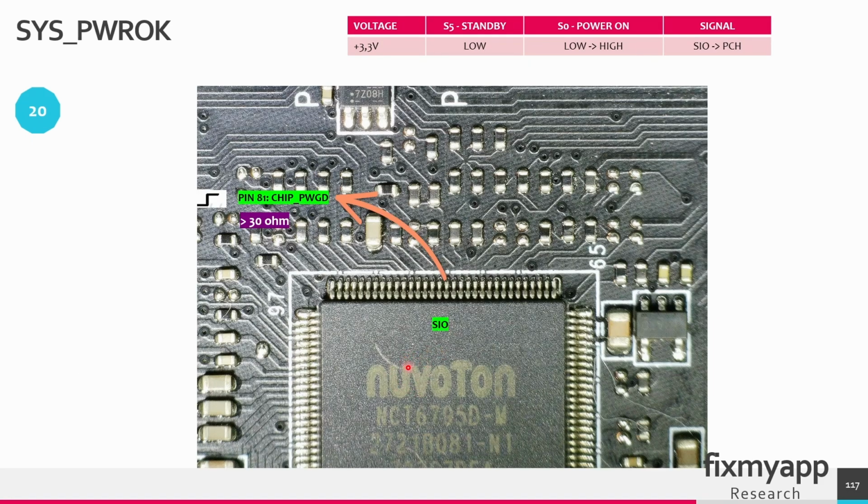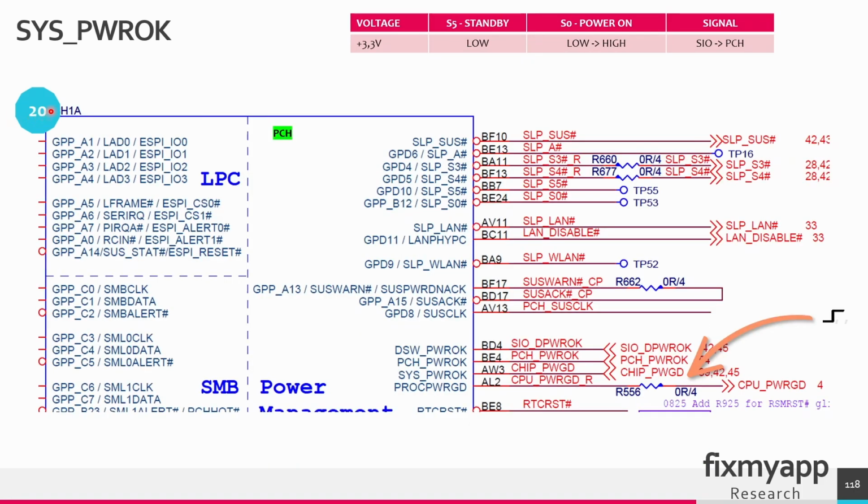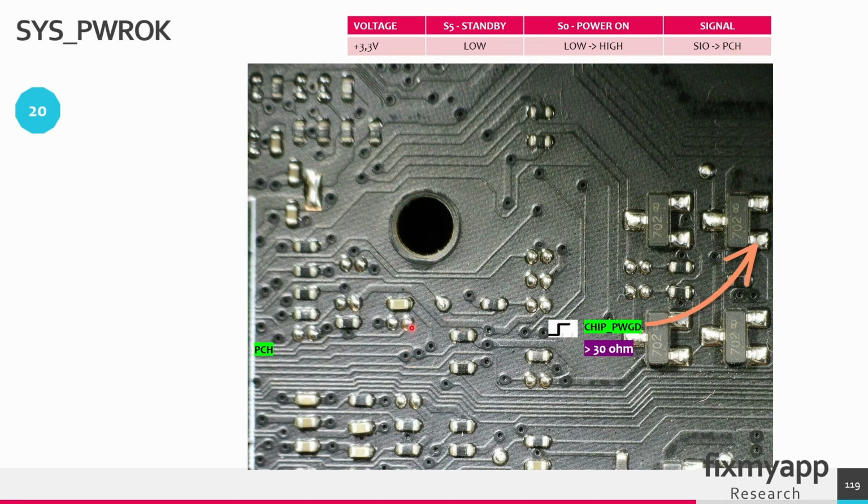Power OK signal can be found near this SuperIO chip, in this case on pin 81. In power sequence 20, the power OK signal has to go high, so in standby mode it's 0 volts, in the power on mode it goes to 3.3 volts. The signal comes from the SuperIO chip and will go into the PCH chip. On this motherboard you can find the power OK signal at this transistor or MOSFET, and it's located near the PCH chip.